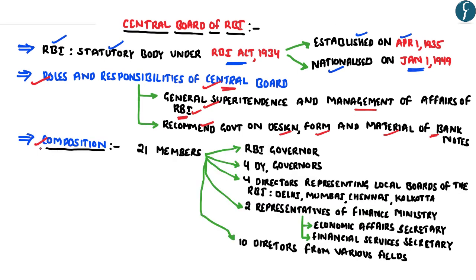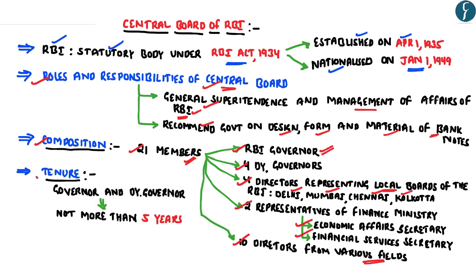And with respect to the composition of the Central Board, this particular board has a maximum number of 21 members. And these members include the governor of the RBI, the 4 deputy governors, the 4 directors representing the local boards of the RBI headquartered at Delhi, Mumbai, Chennai and Kolkata, the 2 representatives from the finance ministry, and usually these 2 representatives include the economic affairs secretary and the financial services secretary. And lastly, this particular board also includes 10 directors nominated by the government from various fields. So totally, the Central Board has a maximum number of 21 members and it is headed by the RBI governor.